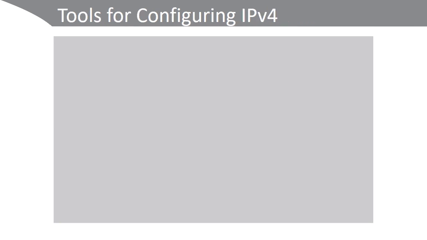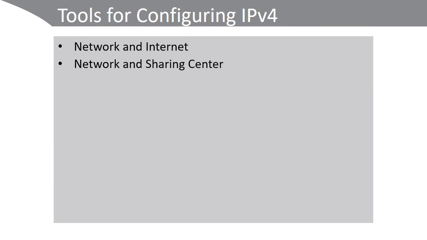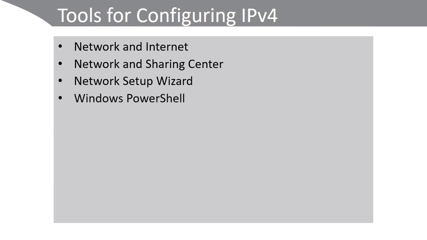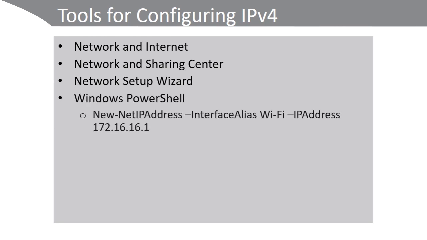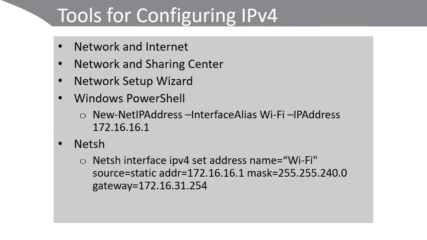The following tools are available for configuring a device for IPv4 in Windows 10: Network and Internet Settings, Network and Sharing Center, the network setup wizard, and Windows PowerShell. For example, you can use the New-NetIPAddress cmdlet to configure an additional IP address on a network interface. The netsh command, for example the netsh interface ipv4 set address command, can be used to assign an IP address and related information to a network interface.